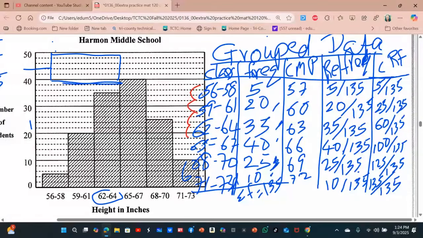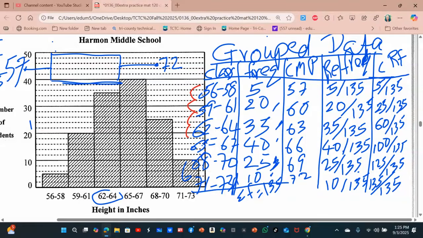This box plot is just a sketch. Now I have all the data and everything I need to draw it. The maximum number is 72, right here at the end of the tail. The minimum number is 57.